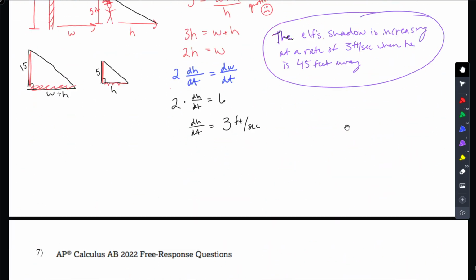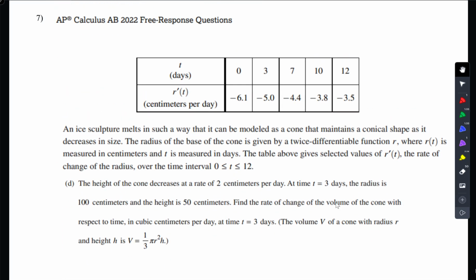And then 2022. It made me so mad. Okay, part D on their FRQ, they put on a related rates question. So already everyone's going to have a meltdown. They tell you about an ice sculpture that melts in such a way that it can be modeled as a cone that maintains a conical shape as it decreases in size. The radius of the base of the cone is given by a twice differentiable function r, where r of t, this twice differentiable thing means that you can take derivatives a lot, twice. Okay, where r of t is measured in centimeters, t is measured in days. The table above gives selected values of r prime, the rate of change of the radius over this time interval.